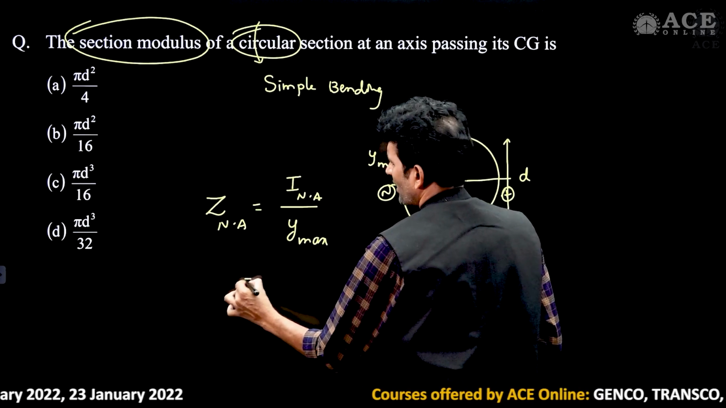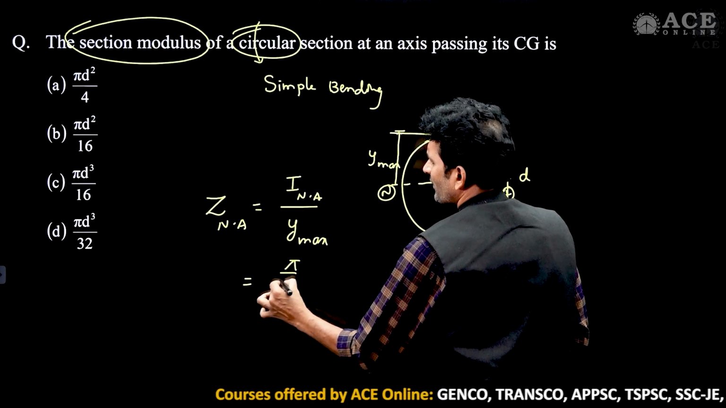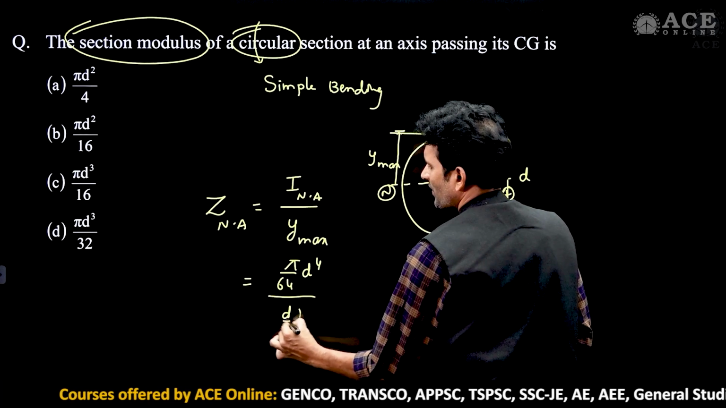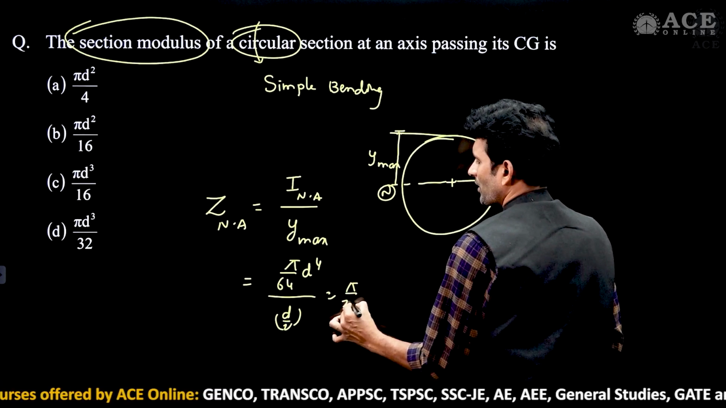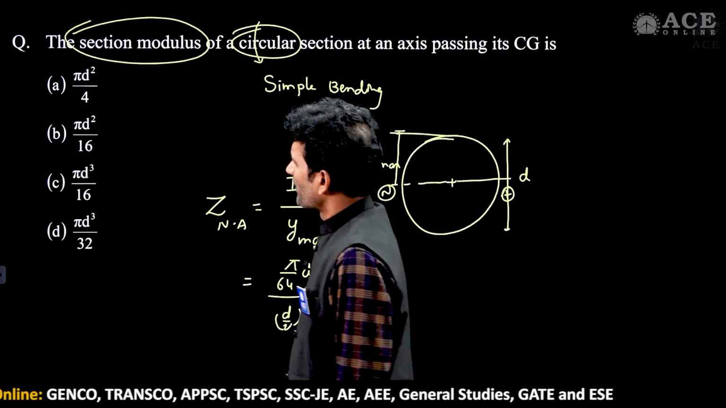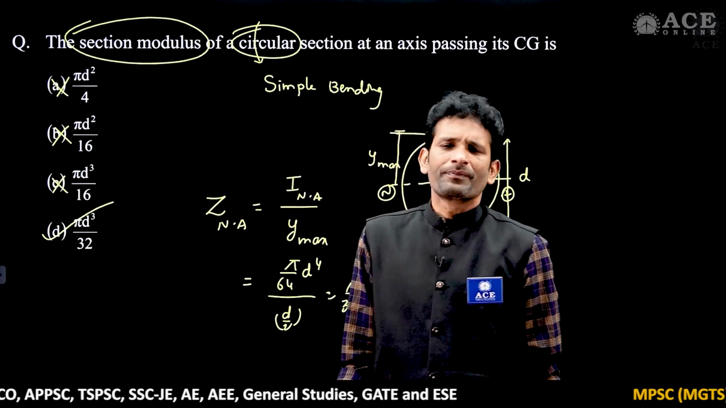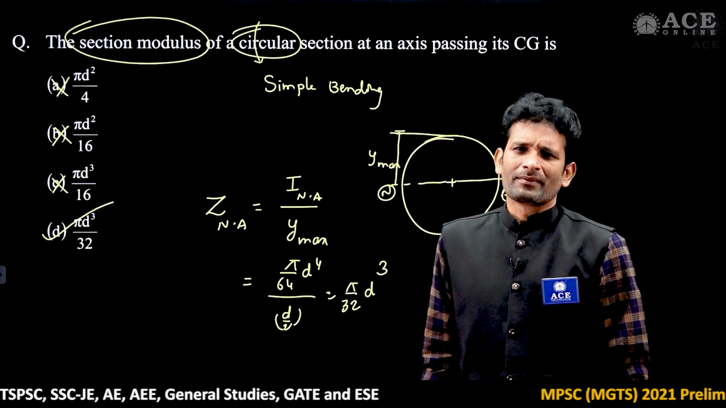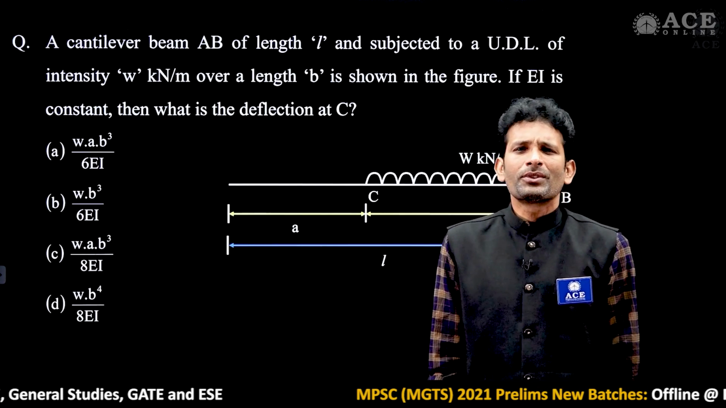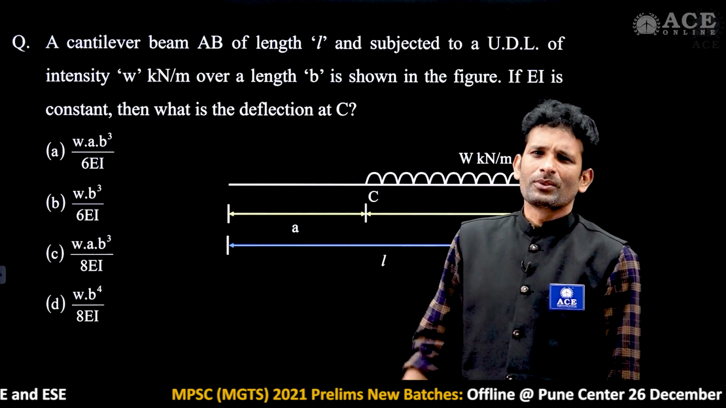What is the I_NA? Area moment of inertia for circular section is pi upon 64 D raised to 4, divided by Y max, D by 2. Just to simplify, you are getting pi by 32 D cube. Look at the options. Option A is wrong, option B is wrong, option C is wrong, option D is correct. This is one of the standard cases again, right? Circular section. Now, see the other question. I can use the standard method to solve this question also.